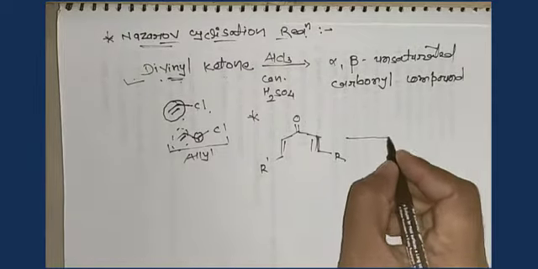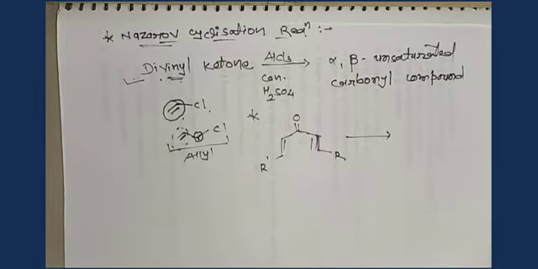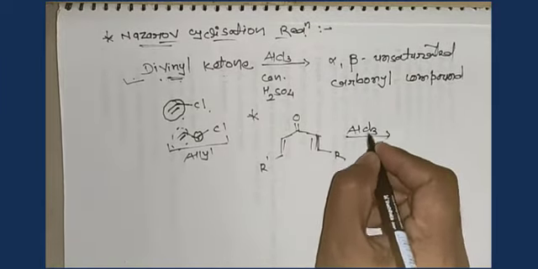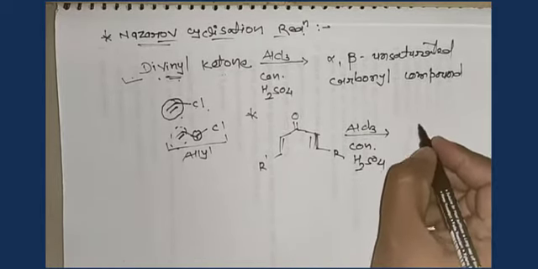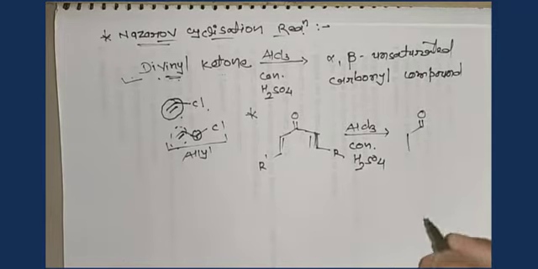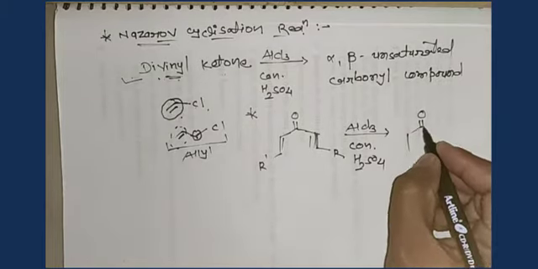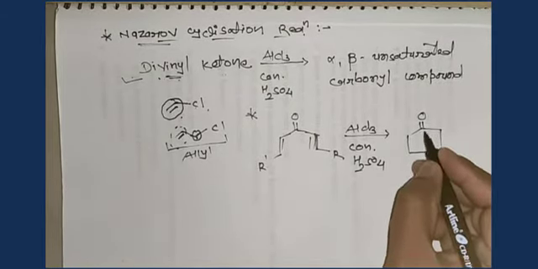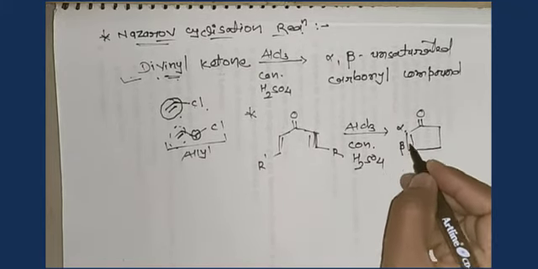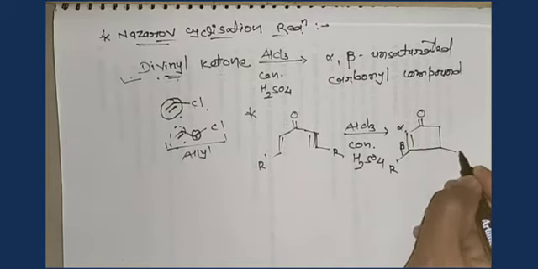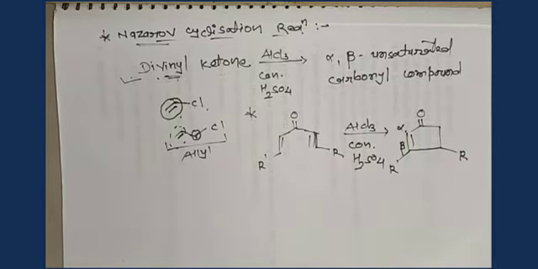Now your reagent is aluminum chloride, AlCl3, and concentrated H2SO4, and the final product is the cyclized product. It is an alpha beta unsaturated carbonyl compound, but in cyclic form. This is the ketone, this carbon is alpha, this one is beta. The remaining R and R dash stay as they are. Clear? So this is the Nazarov cyclization reaction.